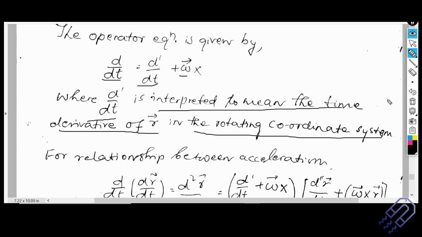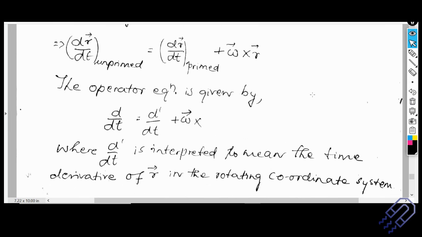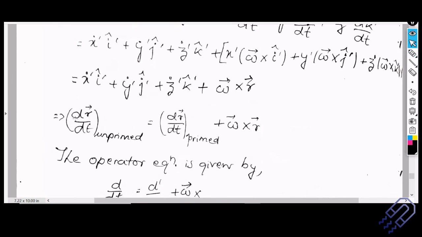So whenever we are considering a prime system, we are considering the body set of axes, and that is rotating with respect to the unprimed system. That's very important. Now let's find out what the acceleration is. If I go back and scroll up again, you have this relation, and you want to find out the acceleration.